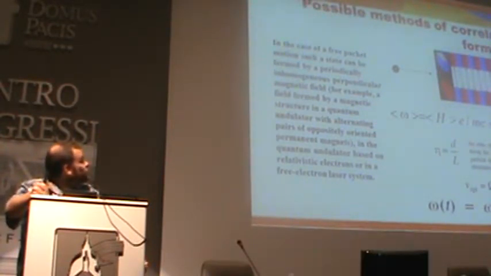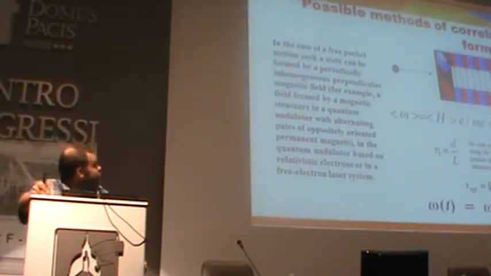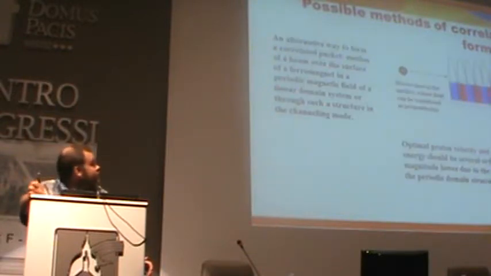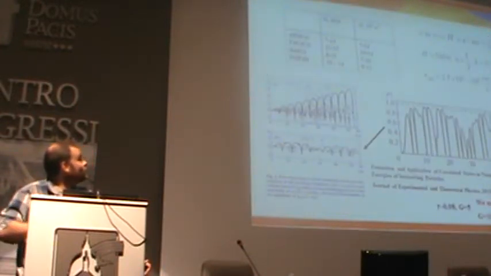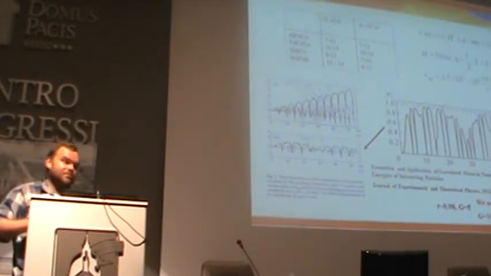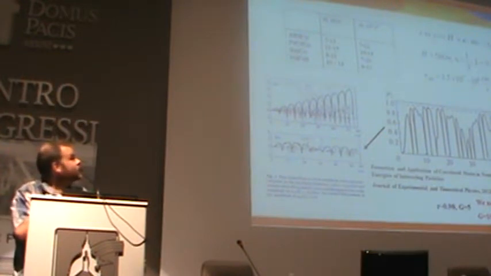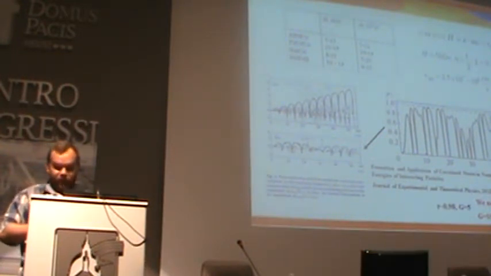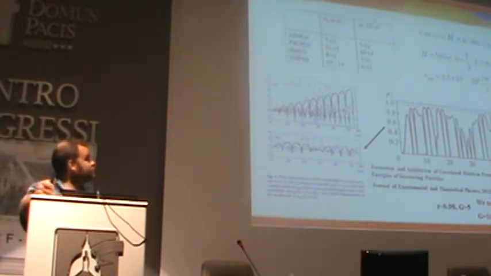In the case of free packet motion, such a state can be formed in a periodically inhomogeneous perpendicular magnetic field. We can calculate the parameters that we need. We can take typical magnets. Typical magnets have a field of nearly 10 kilogauss. If we take such a field, we can calculate the frequency, which is connected only with this field and with the nature of the particle which we are using, for example, a proton.